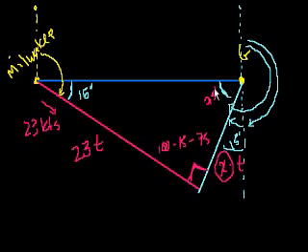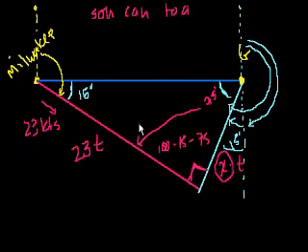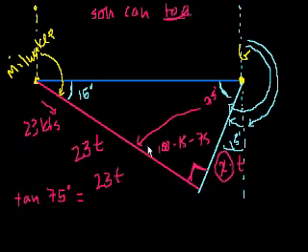Let's look at this angle. If we use the 75 degrees, we know the opposite side, which is 23t, and we know the adjacent side, which is xt. So let me write SOHCAHTOA here. What deals with opposite and adjacent? Well, that's tangent, right? TOA. So the tangent of 75 degrees is going to be equal to the opposite side, 23t, over the adjacent side. That's this side, xt.